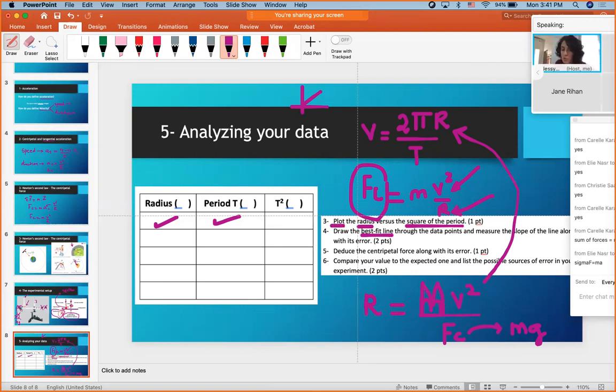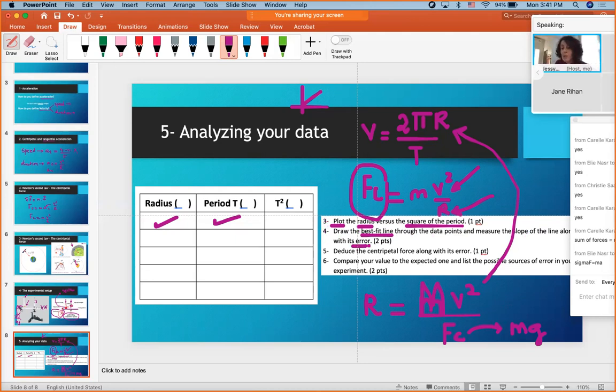Your job is to draw the best fit line, easy in Excel. Plot means show the points. Draw the best fit line, show the equation of the line, and add the trend line. Measure the slope of the line along with the error on it. The slope, you can read it from the equation of the line. So item 3.4 can be done in one click on Excel.